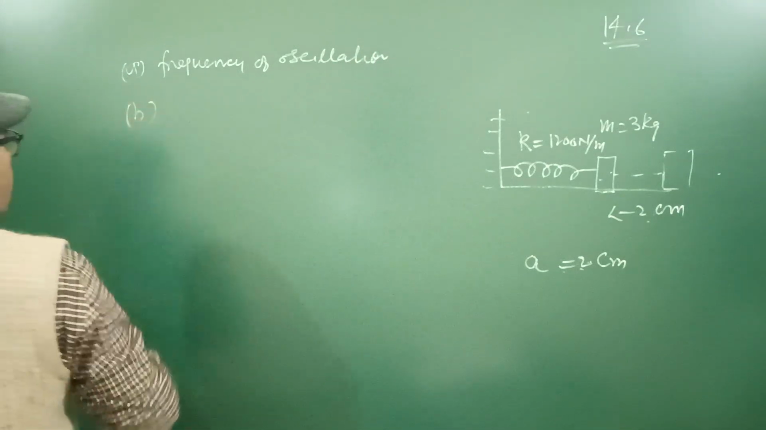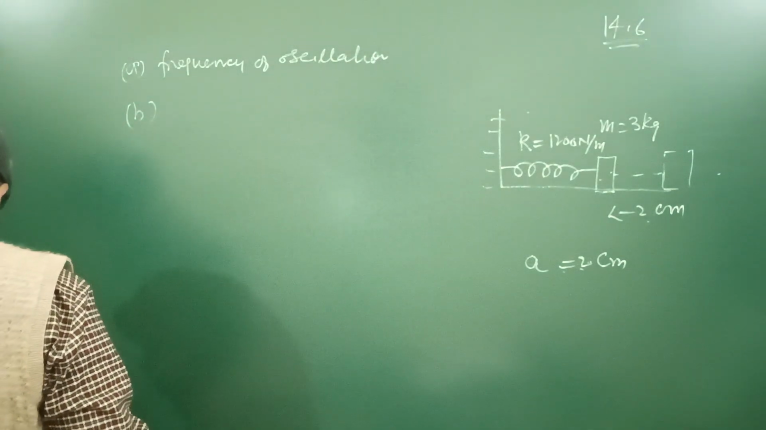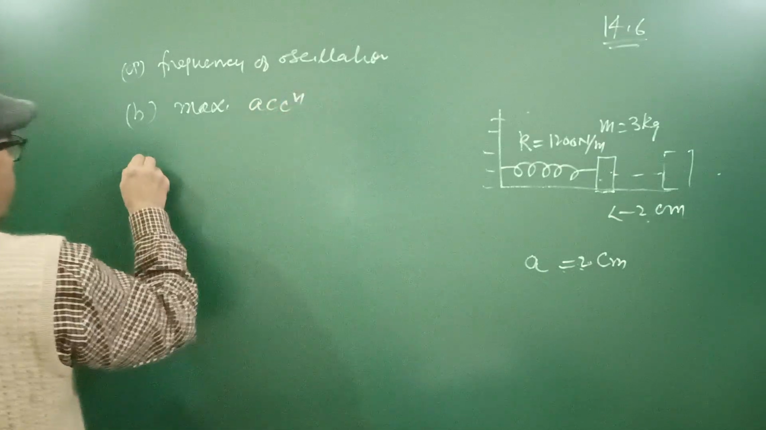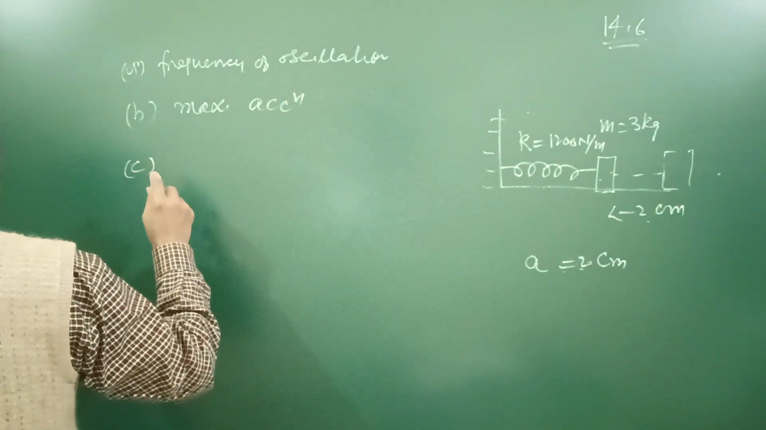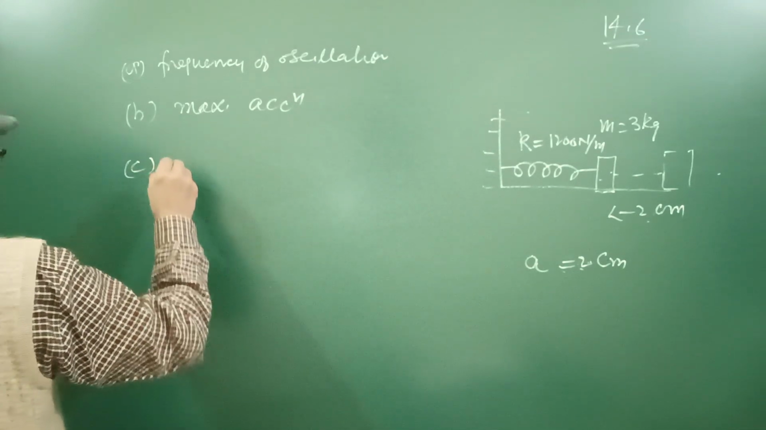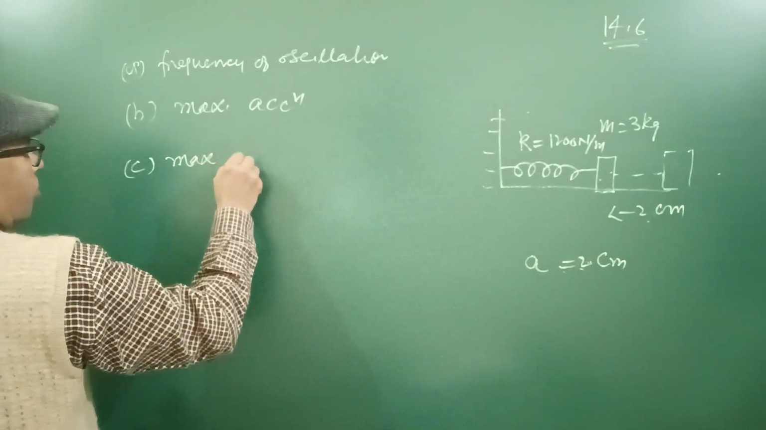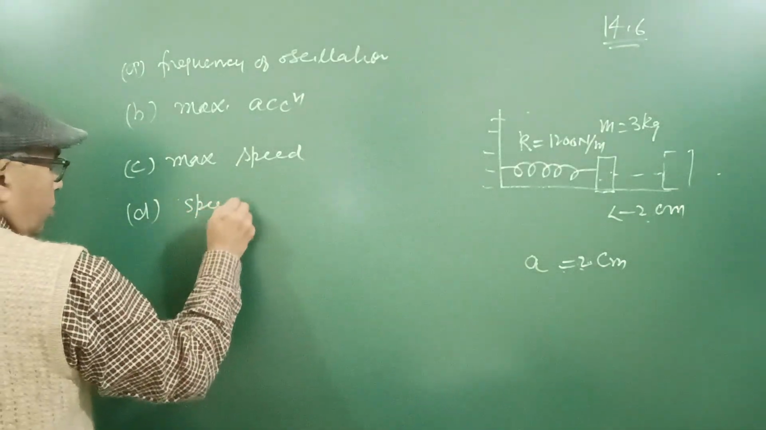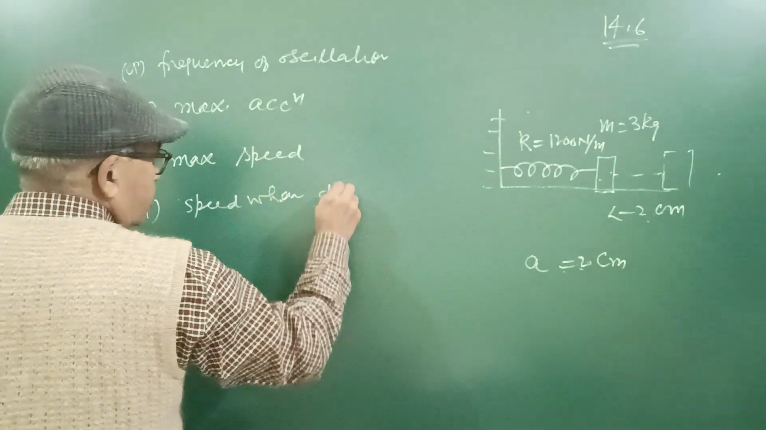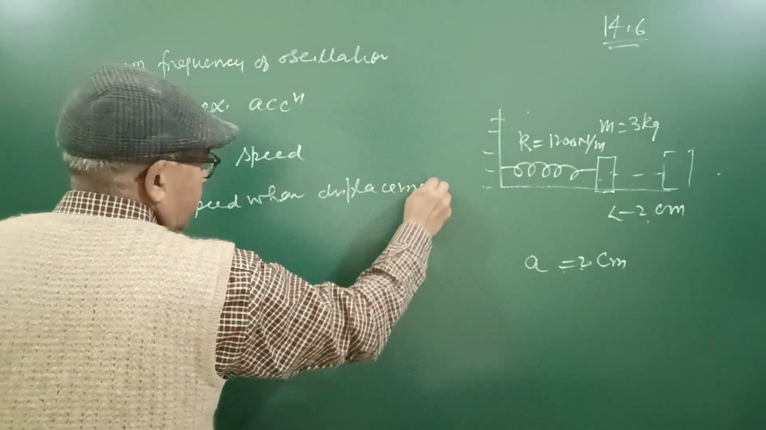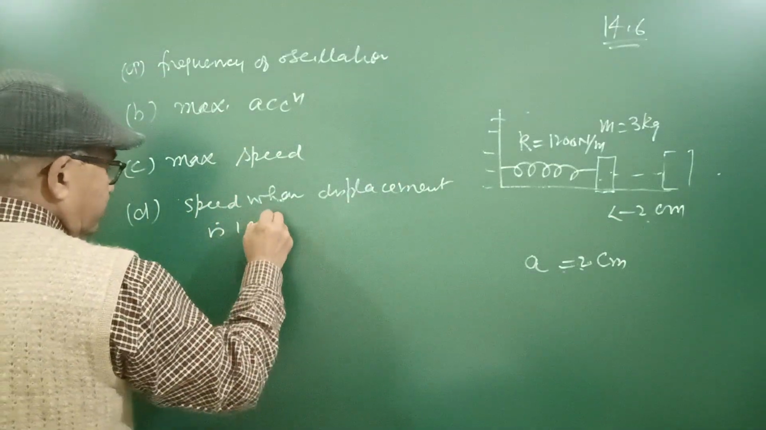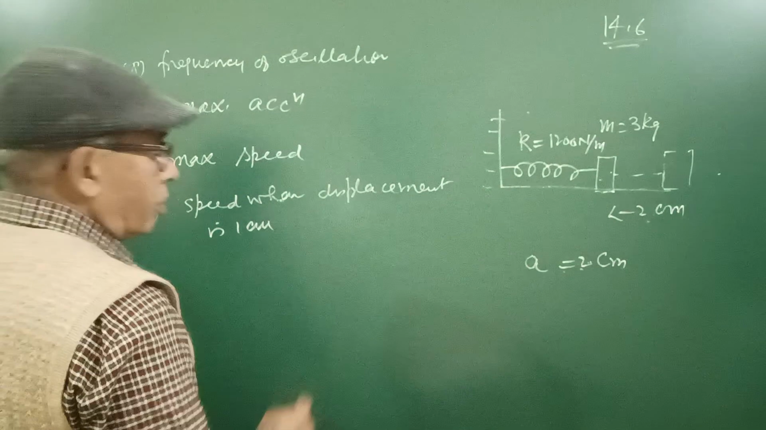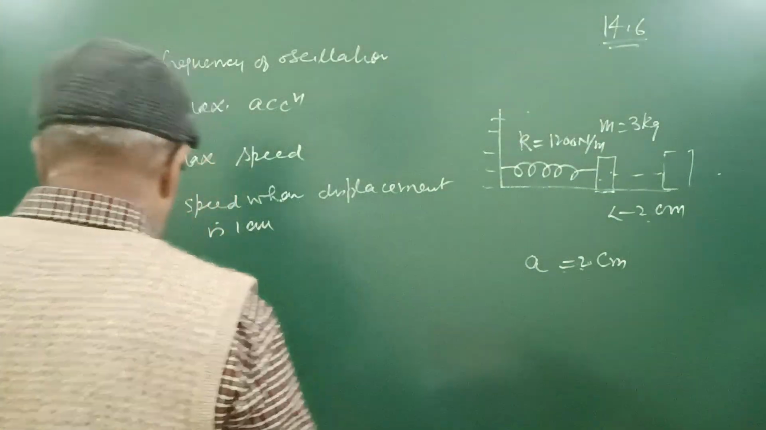B part: maximum acceleration, and C: maximum speed. Part D may also be added: speed when displacement is 1 centimeter. So here I have told you, for a mass attached to a spring, the solution.